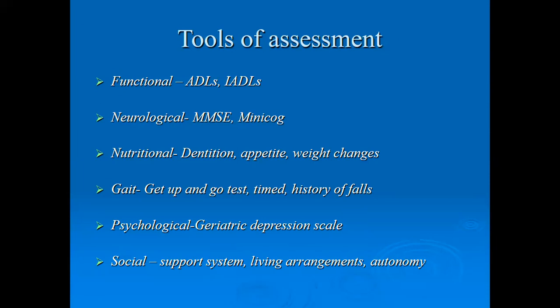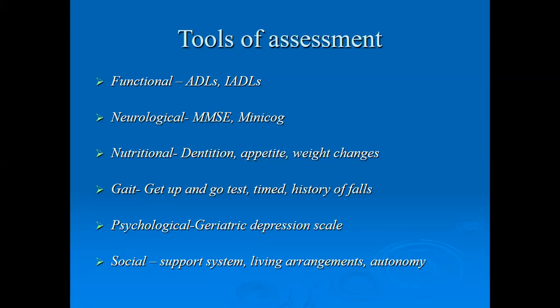The third component is the nutritional component. Whether the patient is taking normal nutrition or is malnourished, and so on and so forth, is also going to be very important: the appetite, weight changes, teeth problems. This contributes to the nutritional status. The other component is the Get Up and Go test. This is to assess the risk of fall. You perform this test and identify those patients who are at risk of developing a fall.